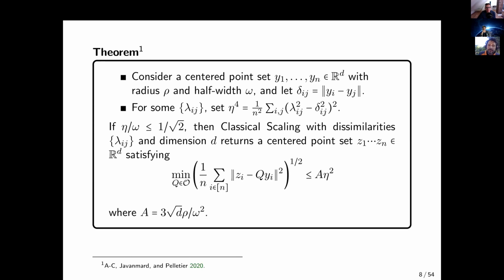And the half width is the width of the narrowest band that contains the point set. And the band is simply made of two hyperplanes parallel to each other. Okay, thanks. That makes sense? Okay.